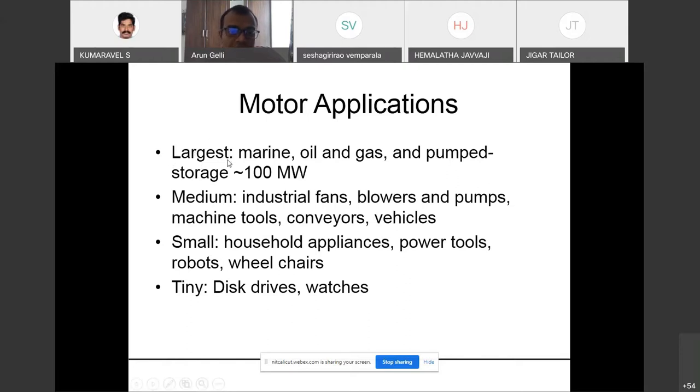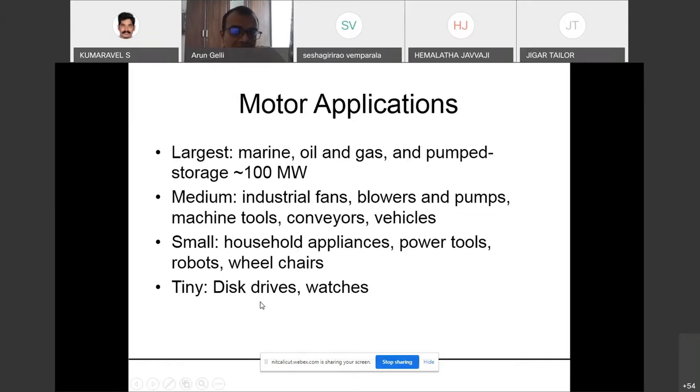So the largest is about 100 megawatt range, which is used mainly in marine, oil and gas, pump storage, and different industrial applications. Medium includes industrial fans, blowers, and pumps, which is sub 100 megawatt, less than 1 megawatt range. And small is what we see in our household appliances. That could include your mixer, geyser, power tools, robots, or wheelchairs, which are less than kilowatt applications.